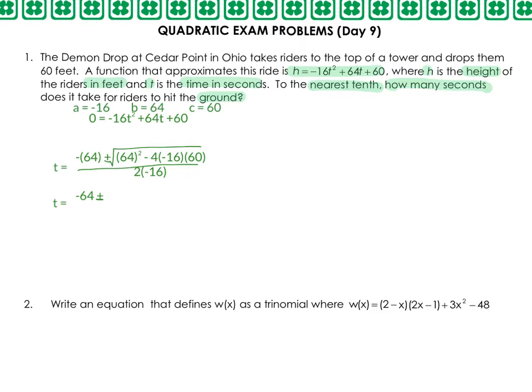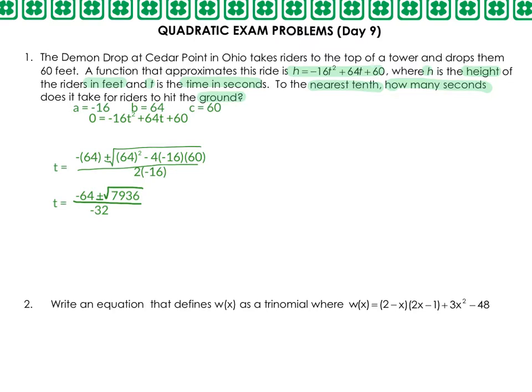When you hit enter, you end up with 7,936. Now that's still under the radical because I have not taken the square root yet. And then in the denominator, we'll do 2 times negative 16 to get negative 32.